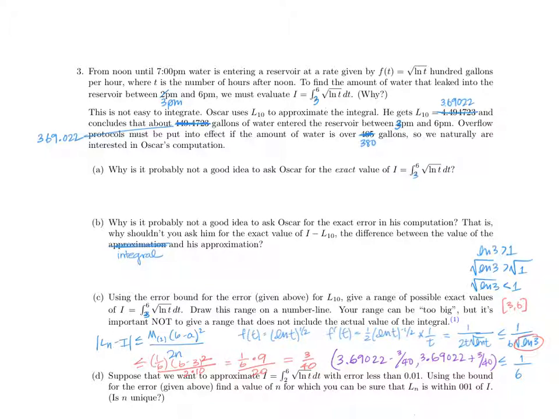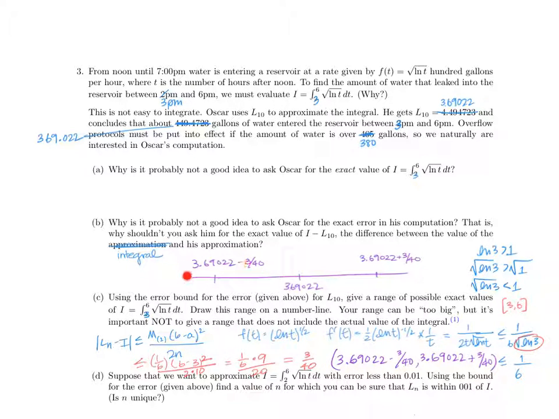If you wanted to draw the range on a number line, our approximation goes right in the middle. That lower bound goes to the left and the upper bound goes to the right. Now you kind of want to figure out whether Oscar should put the overflow protocol into effect. If we wanted to know whether it's remotely possible that the amount of water that's come in is over 380 gallons, well, we need to figure out what this number is and what this number is.